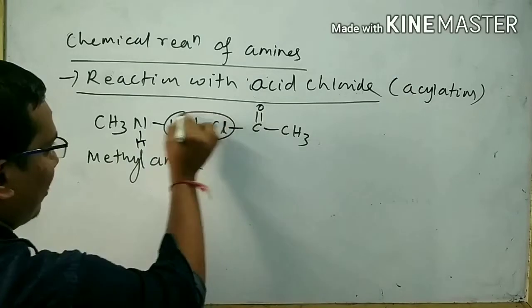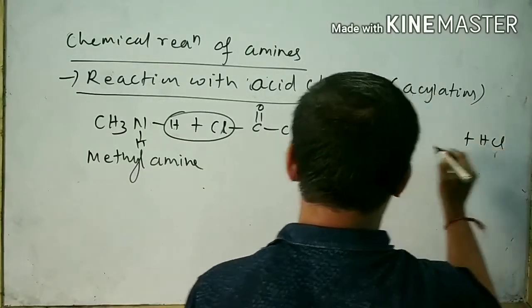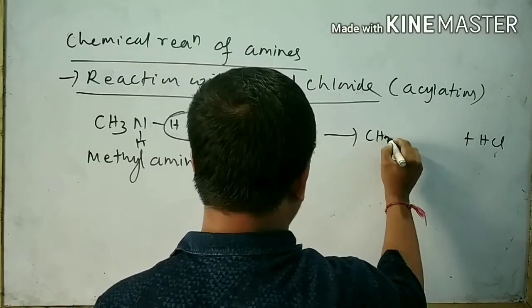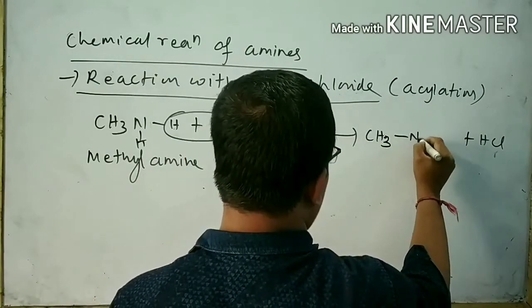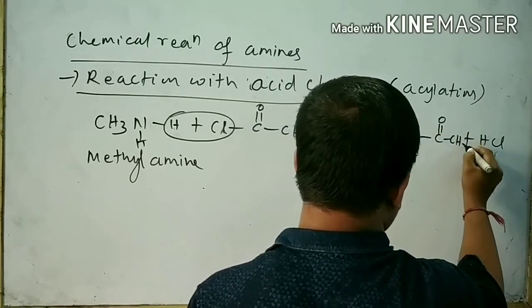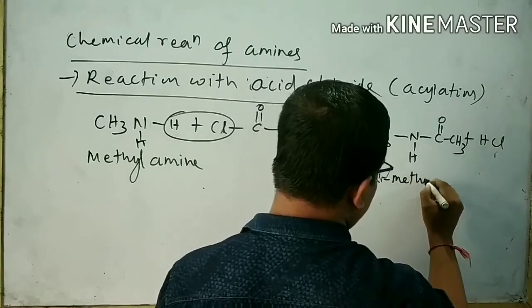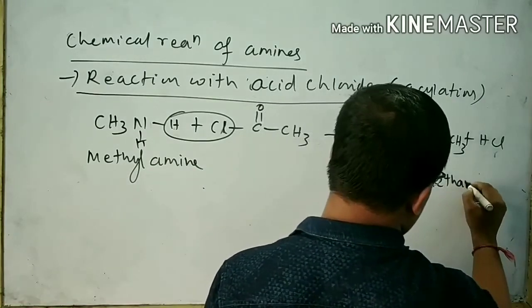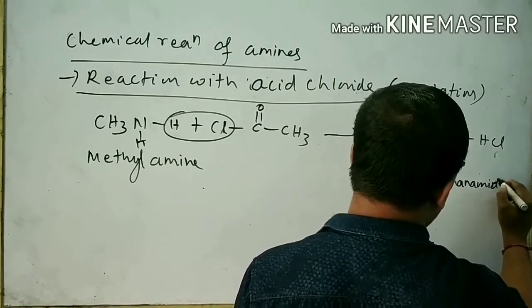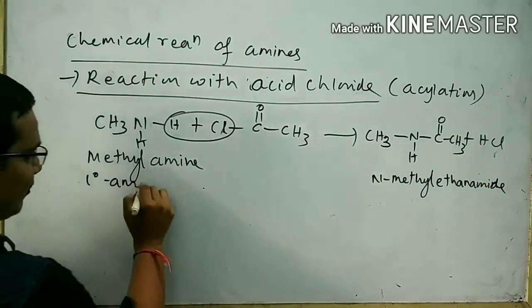Here one HCl molecule is removed and the main product is CH3-NH-C(=O)-CH3. The name of this compound is N-methyl ethanamide. N-methyl ethanamide. This is from a 1 degree amine.